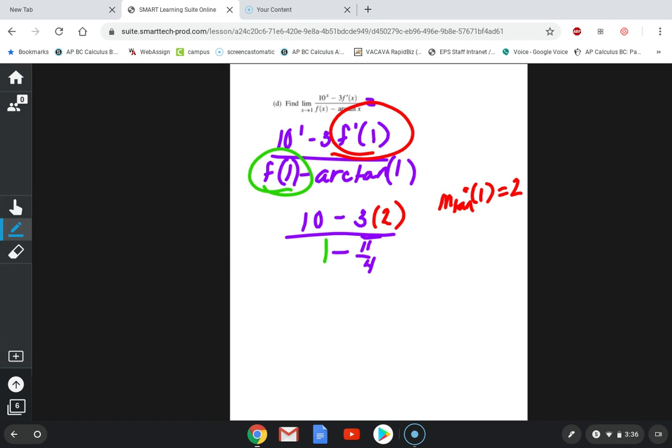So I'm going to replace that with 1. And now I've got 4 over 1 minus pi over 4. And I would never leave an improper fraction. So that would be 4 over 4 minus pi over 4. And then invert and multiply, I would have 16 over 4 minus pi.